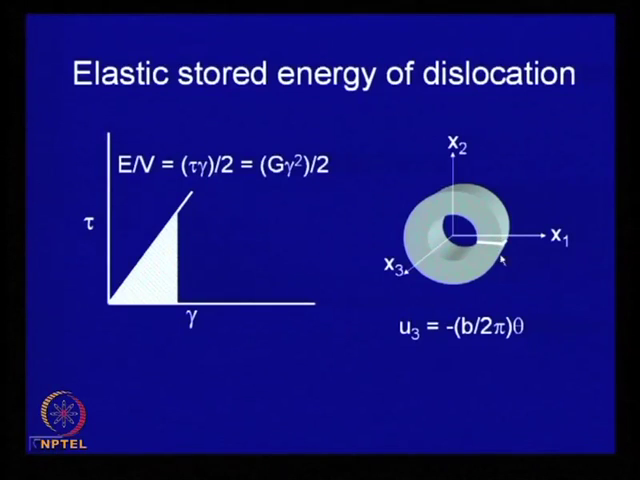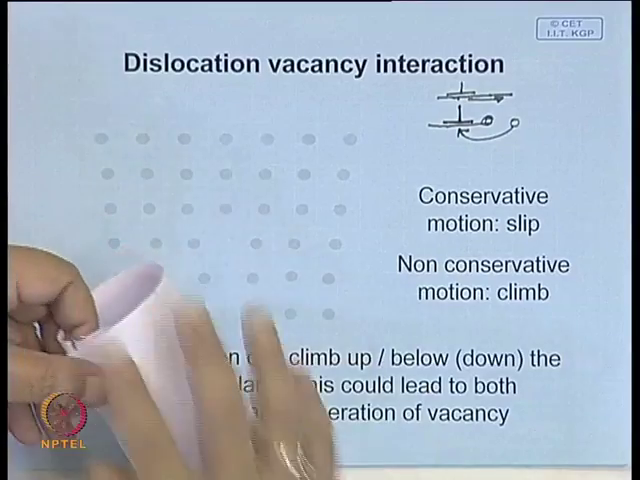Now, let us try and visualize the process of generation of this dislocation. I will try and explain it with this. Suppose you take a piece of paper and fold it like this.